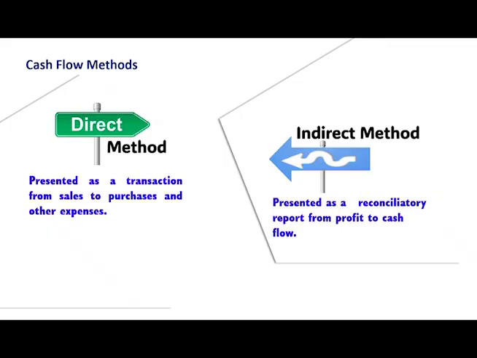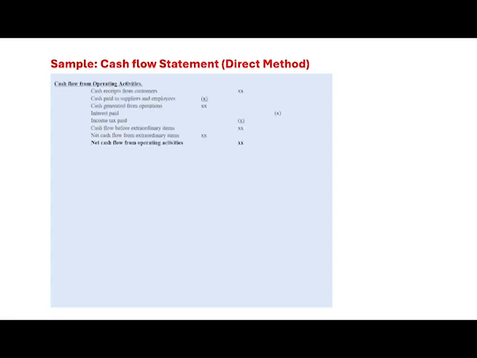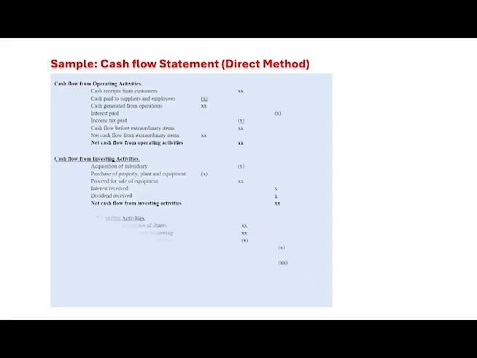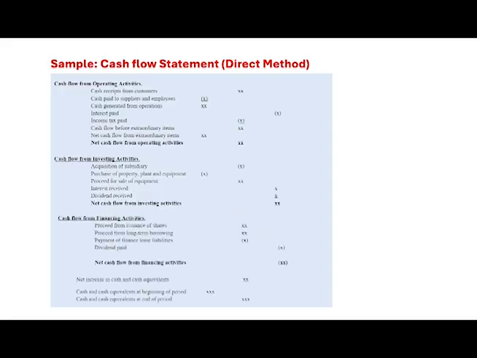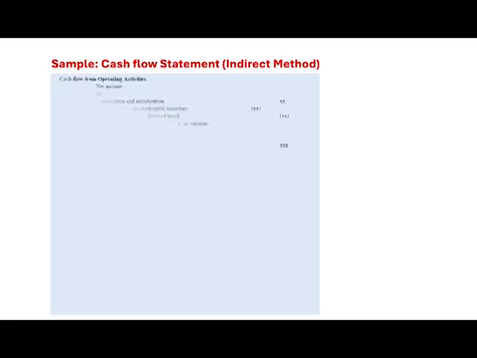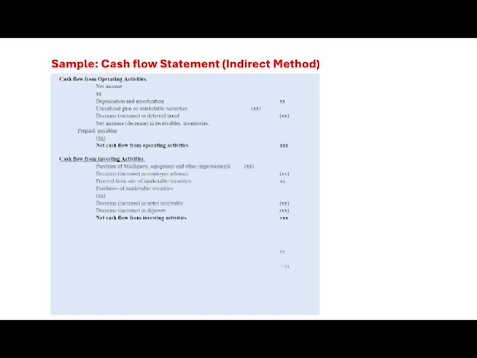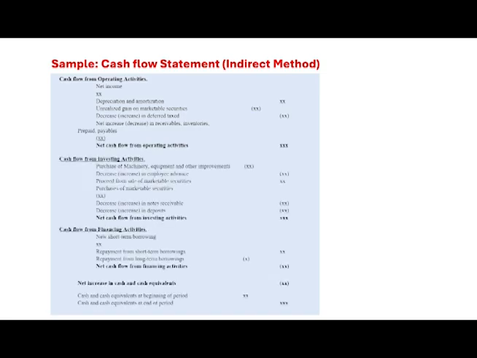First, let's look at the direct method. See the sample. Remember, as explained, that it is presented as a cash flow highlighting the transaction from sales to purchases and other expenses. You can pause to have a better understanding of the table. Then the sample for the indirect method. Also, remember that this method is presented as a reconciliatory report from profit to cash flow.